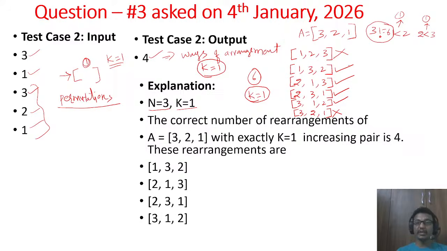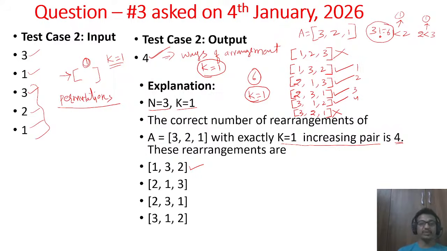So in total, how many did we get here? 1, 2, 3 and 4. So we got 4 permutations with exactly k equal to 1 increasing pair. There should be one increasing pair. The answer is 4. The output is 4. We got the same, and these are the rearrangements.